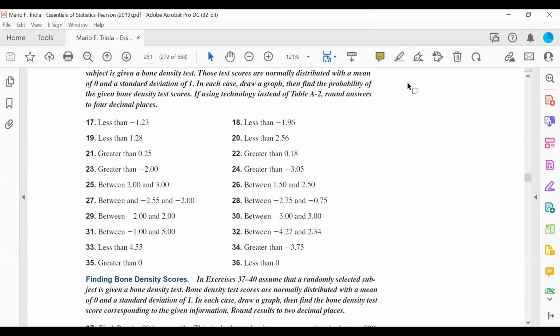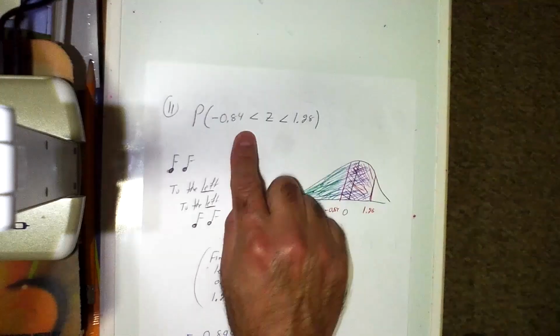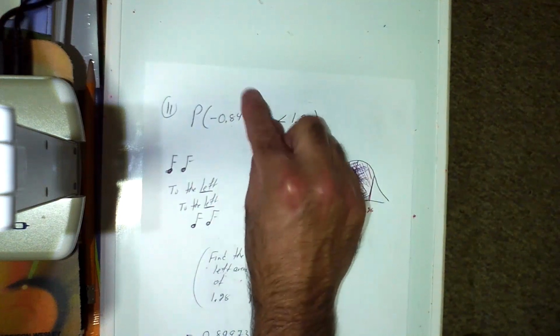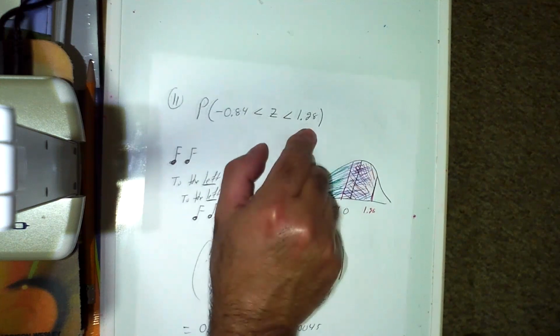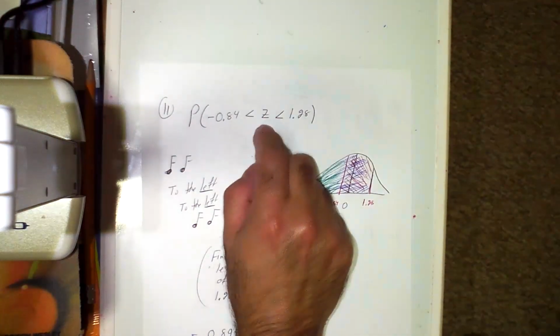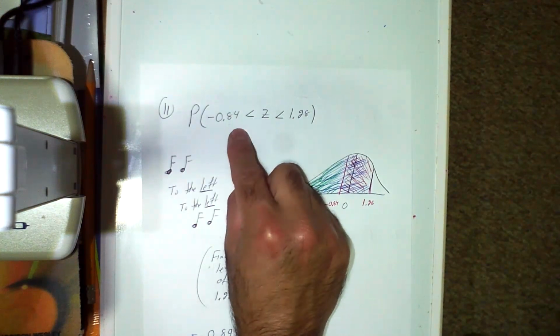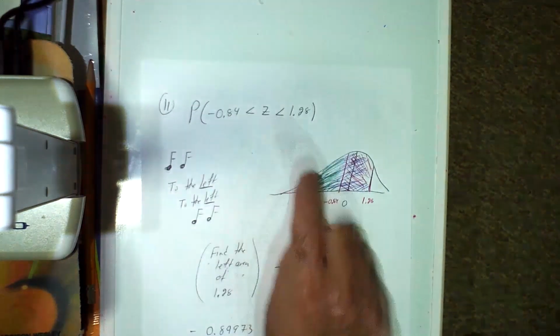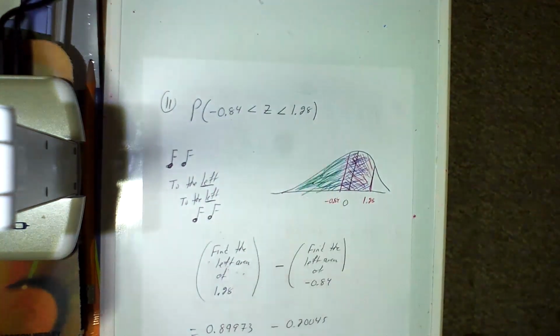And yes, the in betweens always go like this: less, less. You will never have ones that go greater, greater. It's always less, less. That's the rule. So those are the only three that we have: greater than, less than, in between. So for 17 to 36, you will have to write them in this format, the probability with parentheses, draw the picture, and then find the area. Okay, very simple.